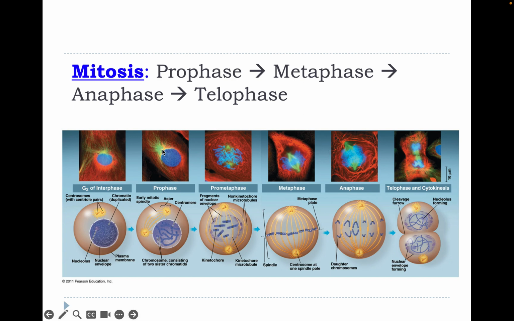In these images, by the way, the DNA is dyed blue. The spindle fibers are stained green.